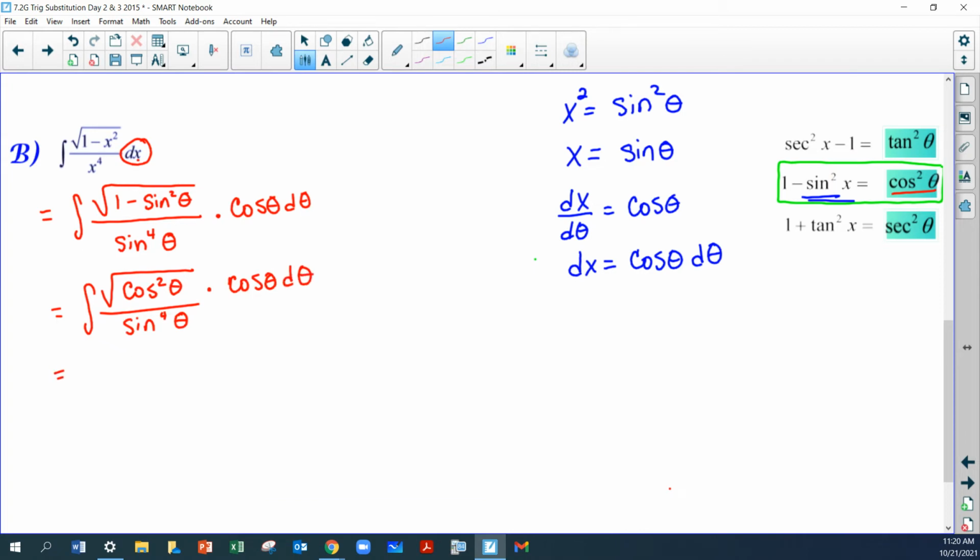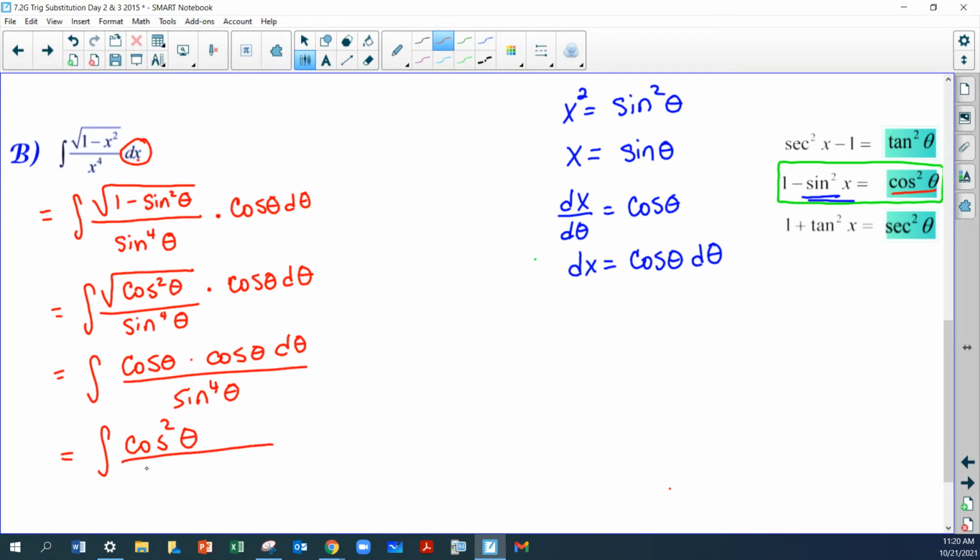Well, the square root of cosine squared will be just cosine, won't it? And cosine theta times cosine theta. We could have written a cosine squared theta, but I just didn't, for you to be able to track our steps. Now we definitely are in a cosine squared theta over a sine to the fourth theta d theta.